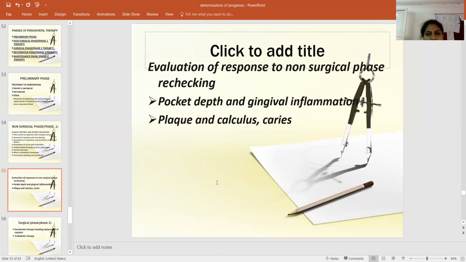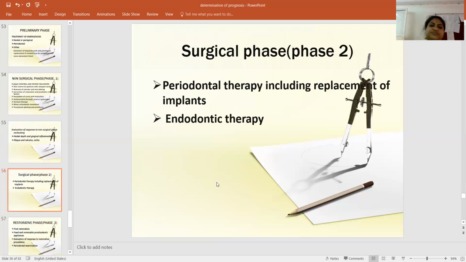Now, evaluation of response to the non-surgical phase. Rechecking: the patient is recalled 7 to 10 days after the phase 1 therapy, because you need to evaluate. You are going to check the gingival condition and the periodontal condition of the patient. How will you check it? By seeing the color, consistency, bleeding on probing, any pus, any sign of inflammation on the gingiva, and by checking the pocket depth and gingival inflammation for the periodontium. So after your phase 1 therapy is satisfactory, you can go on to the next phase, that is the surgical phase.